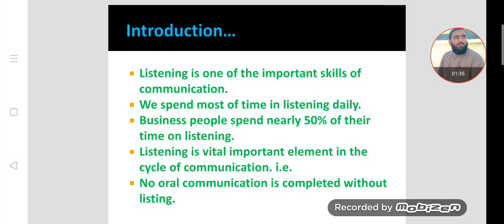Listening is a vitally important element in the cycle of communication. Why? Because no oral communication is completed without listening. When we are not listening to others, how will we take part in participation, or how will our communication process be completed? Through listening, it is possible.